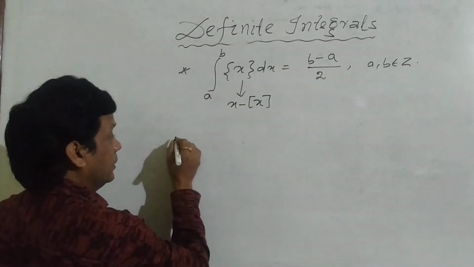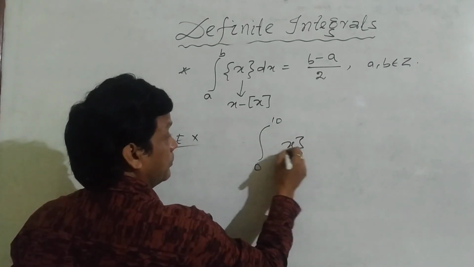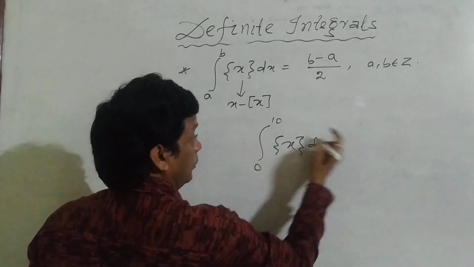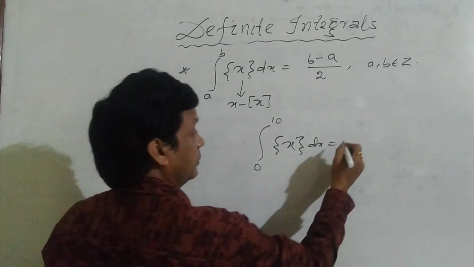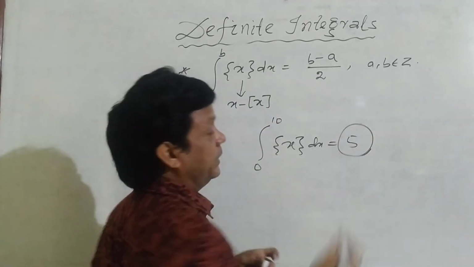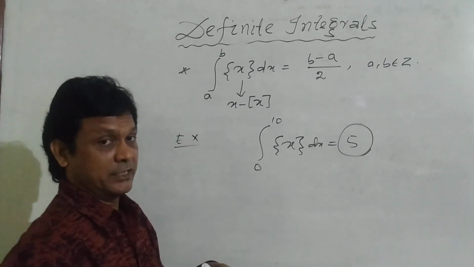That means see here, example. Integral 0 to 10 of fractional part of x dx. Upper limit minus lower limit divided by 2. 10 minus 0 is 10. 10 by 2. The answer is 5. So directly you can write 5. Okay. Now, come to another example.